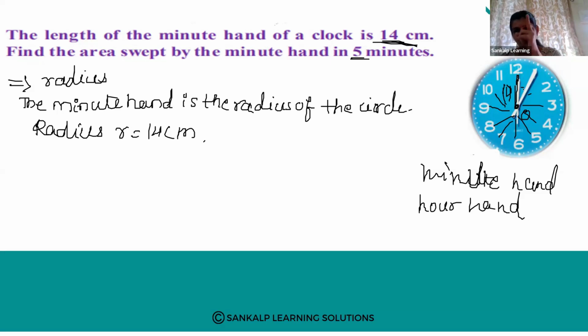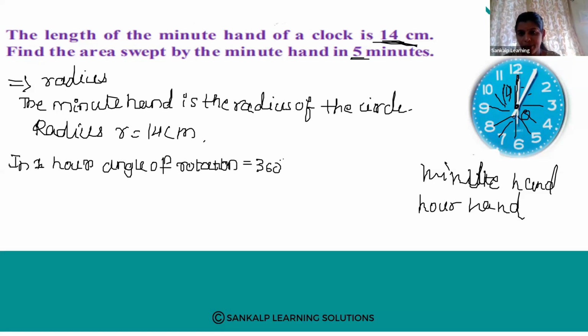That means full rotation, the total angle of the circle, that is 360 degree, right? So in 1 hour, angle of rotation is 360 degree, right? Because the full circle has how much angle? 360 degree. So for 1 hour to complete, one complete rotation must happen. So this is 360 degree.